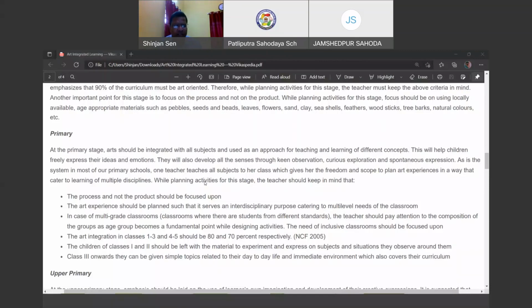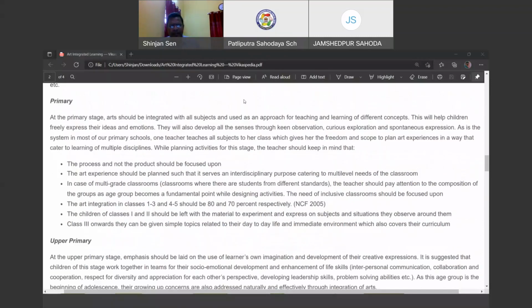The art integration of classes 1 to 3 and 4 to 5 should be 80 and 70% respectively. That is according to NCF 2005. So 70 to 80% of our curriculum should be art integrated. The children of class 1 and 2 should be left with the material to experiment, express on a subject, situation, and observe them. Yes, give them a freedom. Give them a freedom. Let them learn. Class 3 onwards, they can be given simple topics related to their day-to-day activities, immediate environment, and also covering the curriculum.